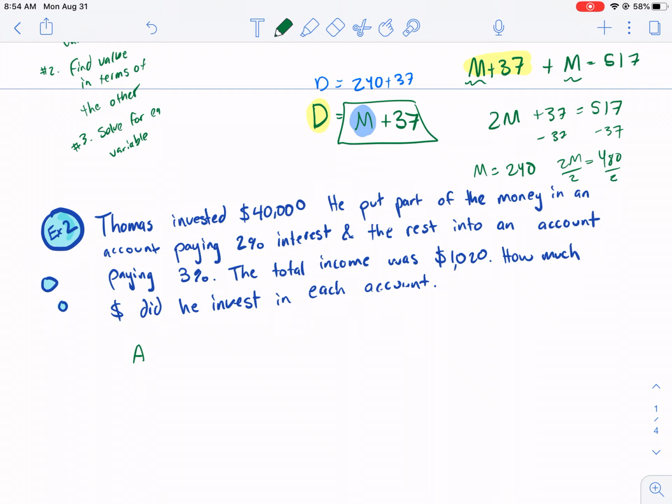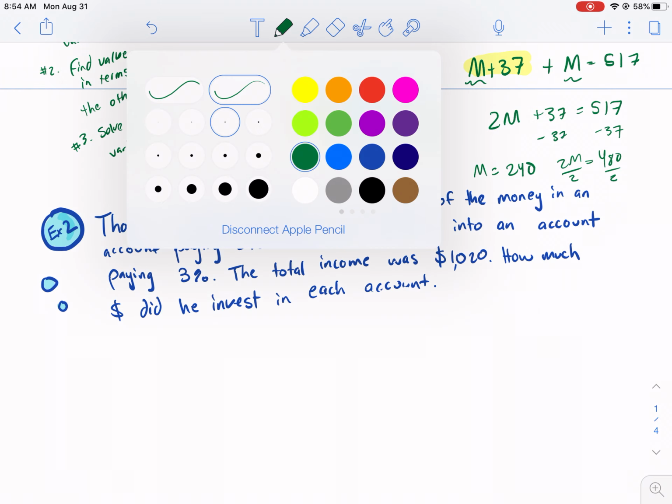Super relevant problem here, especially if you go into banking or finance, which makes a lot of money. So there's some incentive there for you.